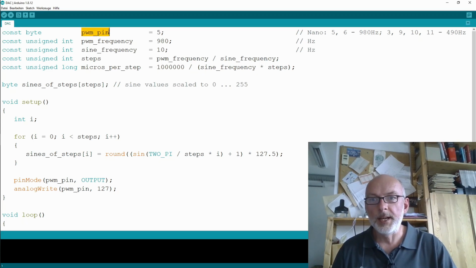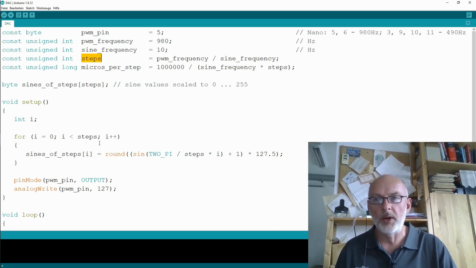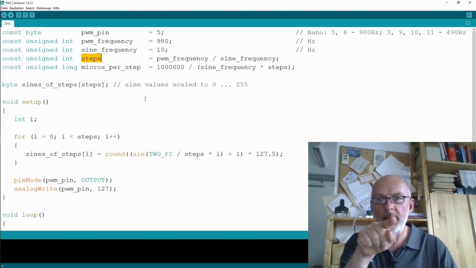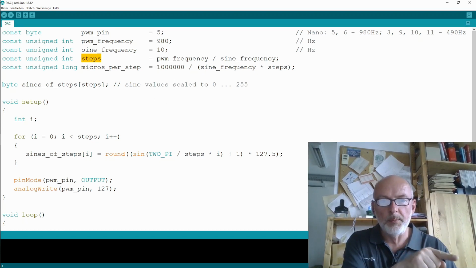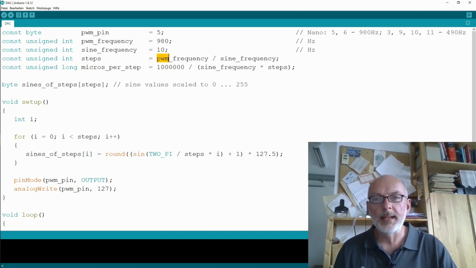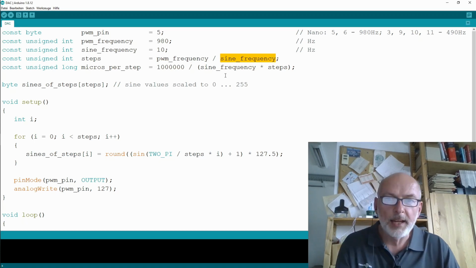So I have a constant here, PWM pin, which is a 5. I have a constant PWM frequency, which is 980 Hertz. Yeah, I'm back to 980 Hertz. And my sine wave frequency I want to generate is 10. So the first interesting thing is I'm calculating here the number of steps, of digital steps in which I want to approximate my sine wave. And that's simply the PWM frequency divided by the sine frequency.